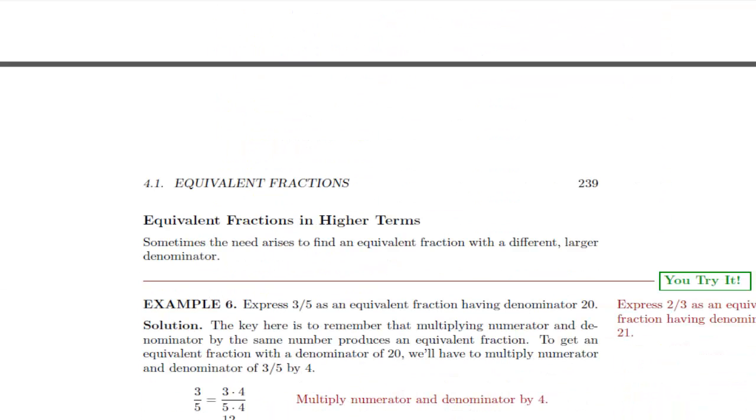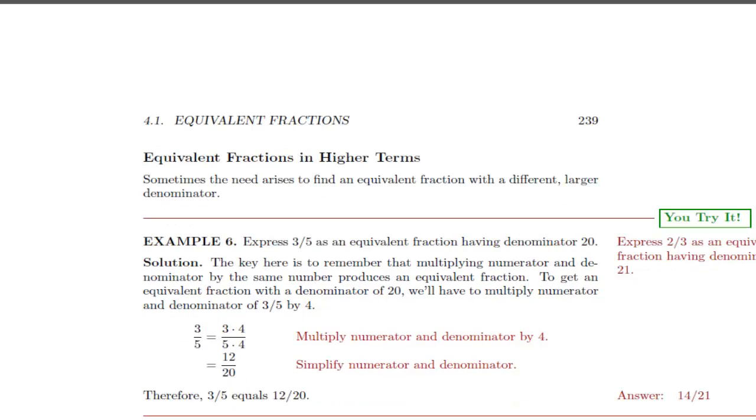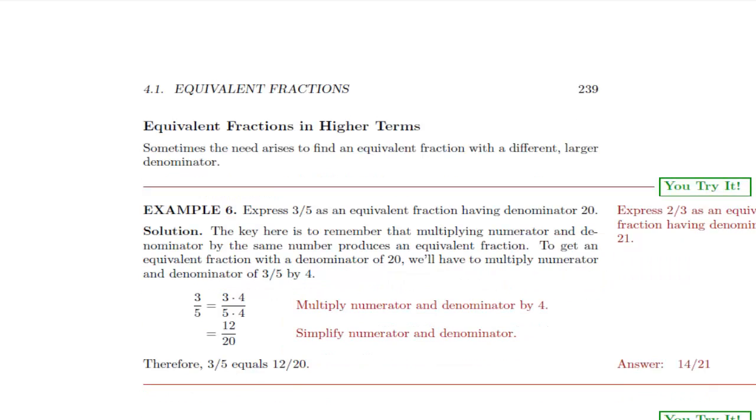Equivalent fractions and hierarchy of terms. Sometimes the need arises to find an equivalent fraction with a different, larger denominator. Example 6. Express 3/5 as an equivalent fraction having denominator 20. Solution. The key here is to remember that multiplying numerator and denominator by the same number produces an equivalent fraction.